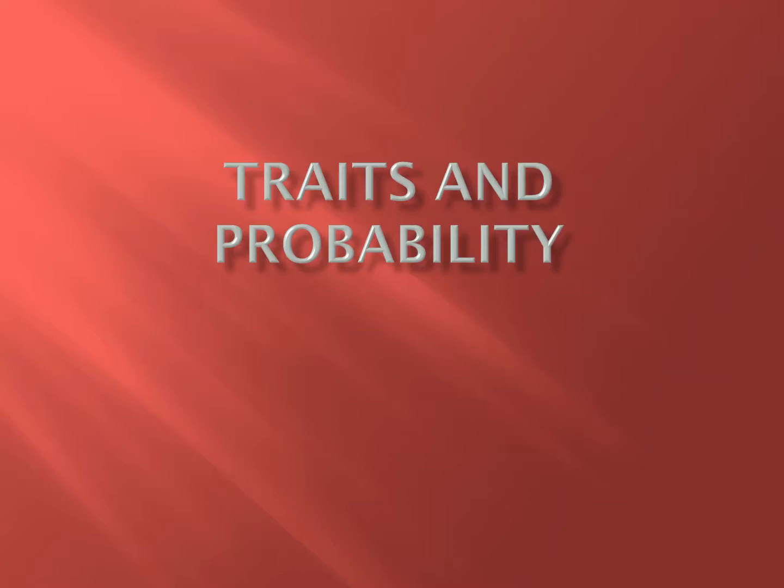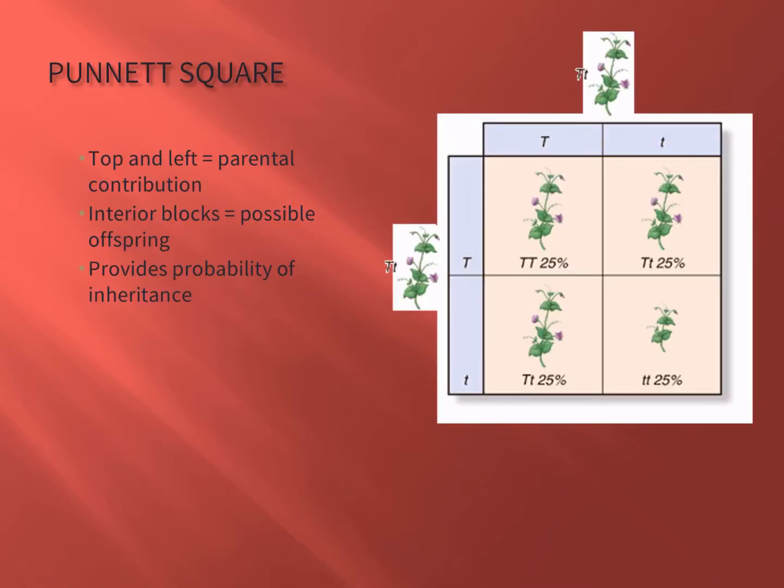Okay, guys, today's lecture is all about traits and probability. Specifically, we're going to get into non-Mendelian genetics. What exactly does that mean? Well, we'll talk about that in a minute. What we've been talking about thus far is really Mendelian genetics, that typical 3-to-1 ratio with that F1 cross.